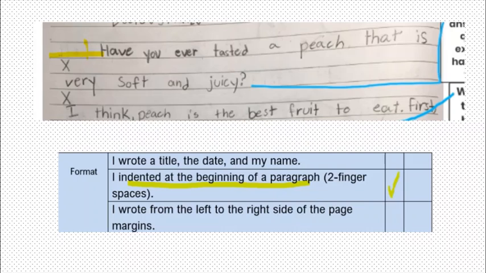Then the next one is she wrote from the left to the right side of the page margins. Now, see, here, she did not do that. So what she needs to remind herself is maybe draw a line or just make a note somewhere on her draft that she has to write from the left side of the margin to the right side, because there's no reason to leave all this blank space here because you're writing one full paragraph which has to be together.